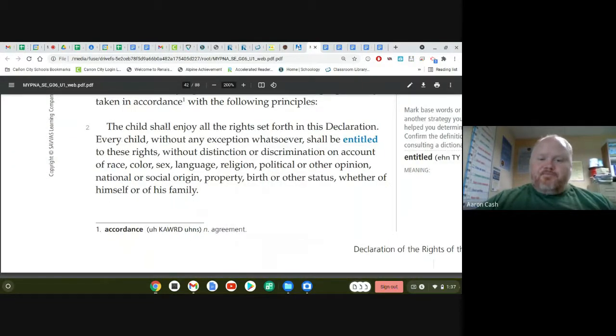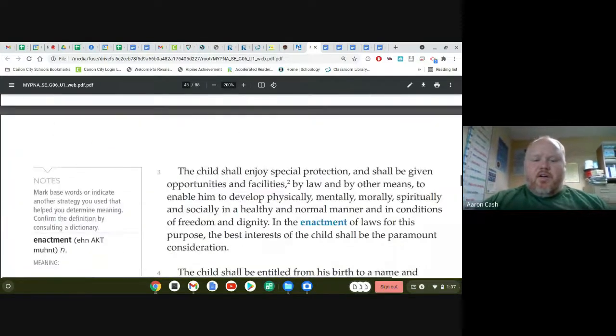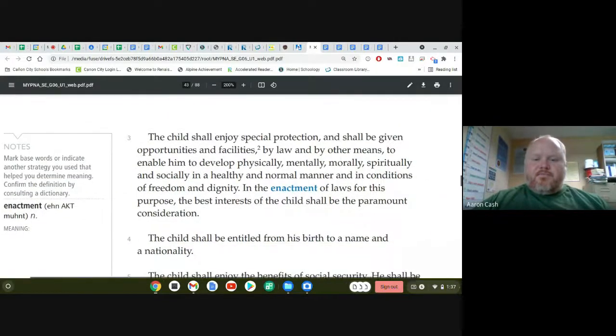So here it says, without any exception. So there are no, well, we're not going to provide these rights for these particular kids, but for every other kid. Okay, so that would be an exception. None of these things are going to get in the way of kids having these rights. All kids deserve to have these rights.